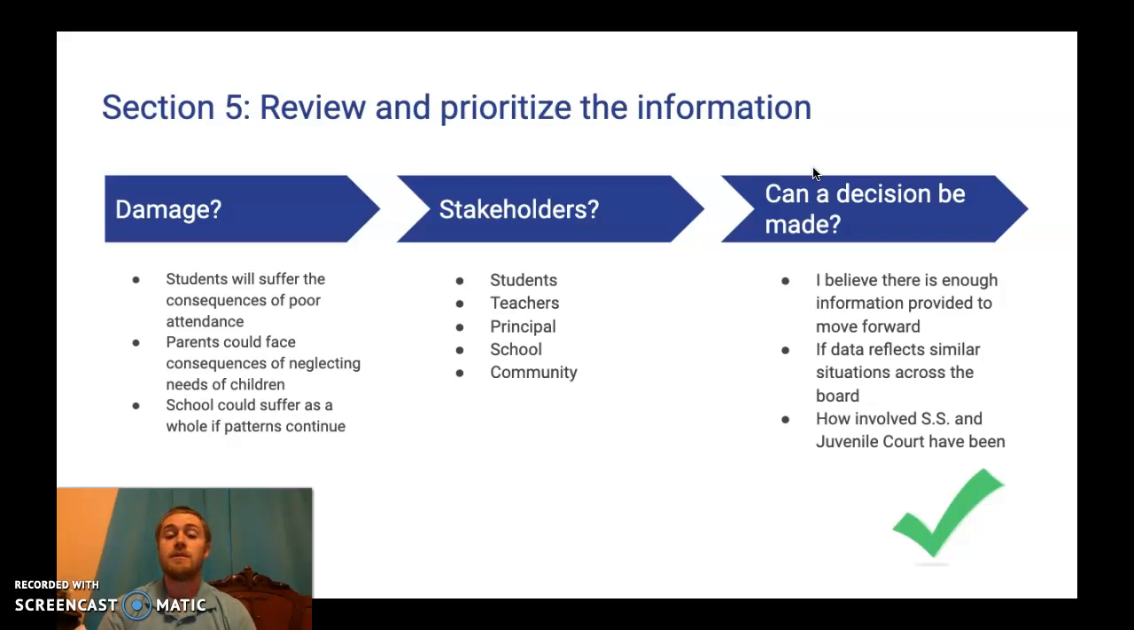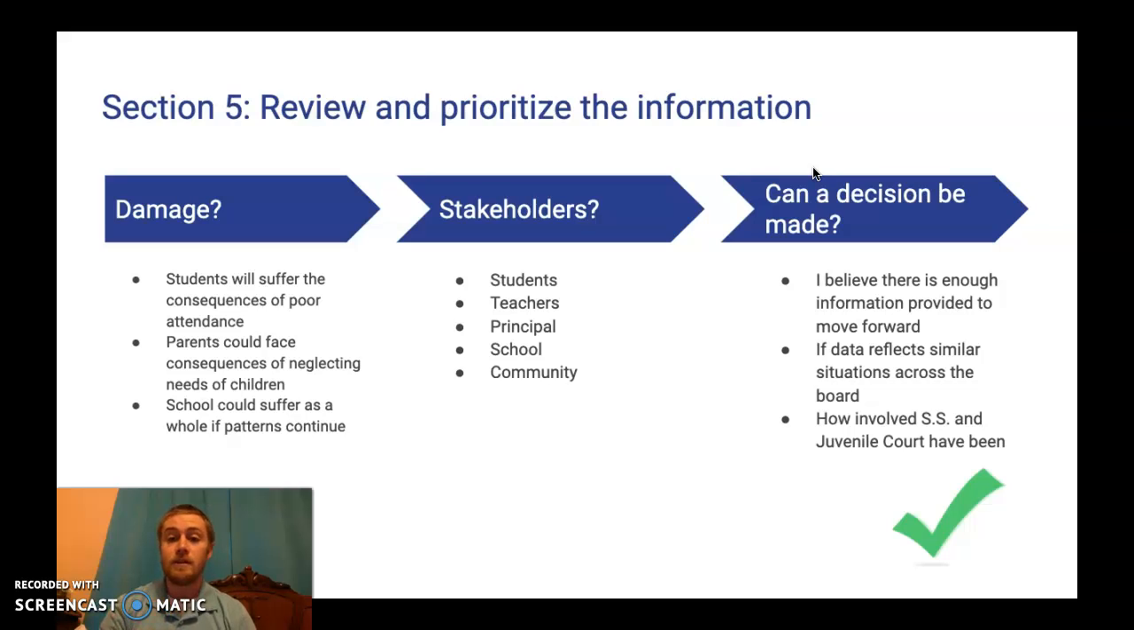Again, the stakeholders are all those mentioned previously, and based off of all this information gathered, can a decision be made? I believe that there is enough information provided to move forward. A couple things I would like to investigate further would be if the data reflects similar situations across the board. So we looked at those 5 students. Is this what's occurring across the board with students? Or are there other causes that are also involved?